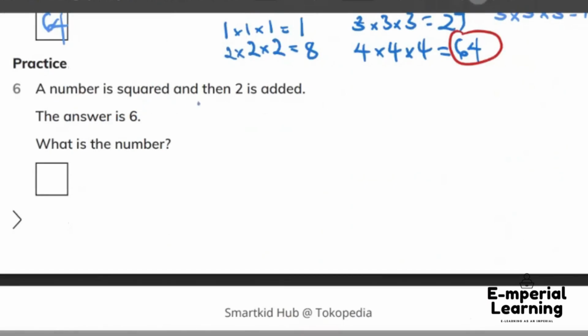Question 6. A number is squared. Let x be our number. Okay. A number is squared, so x is squared. And then 2 is added. And the answer is 6. What is the number?